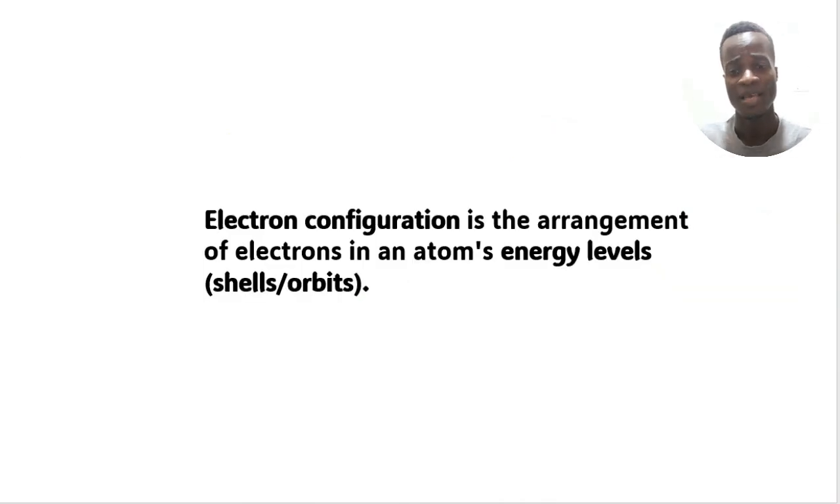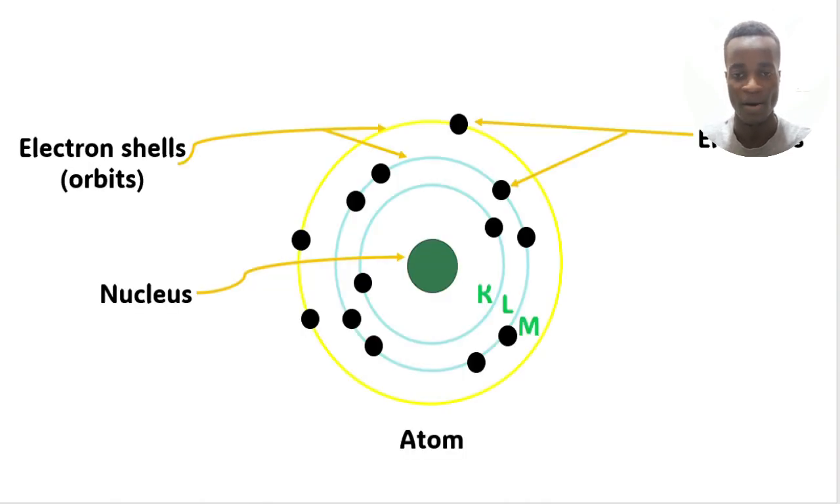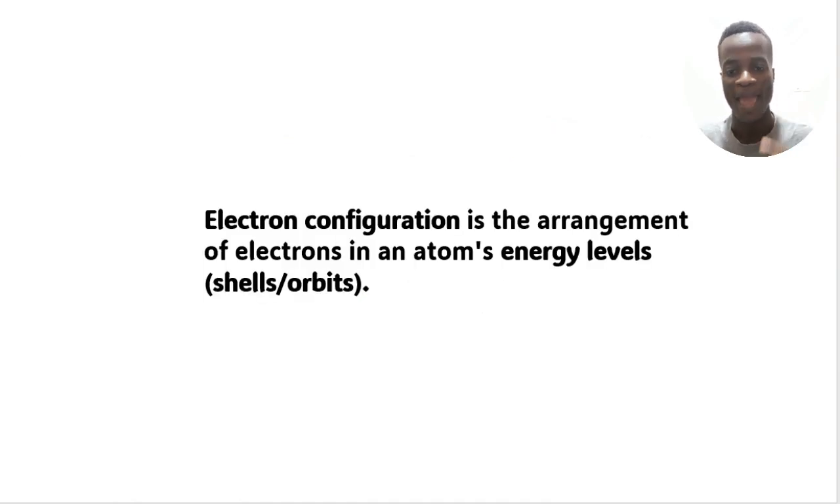Now, what is electronic configuration itself? In basic terms, electron configuration is the arrangement of electrons in an atom's energy levels, or shells. If you look at this, you can see the electrons are the black dots on the various shells. The electrons are not placed on these shells in any manner or just like that. They follow a specific rule, and that process of arranging them is what we call the electron configuration. It's the arrangement of electrons in an atom's energy levels, shells or orbits, as we said.